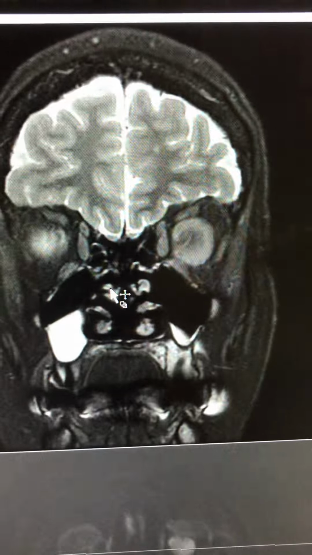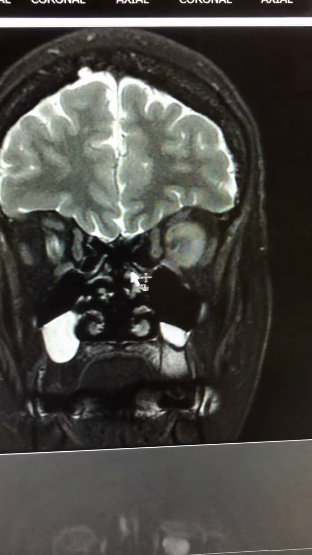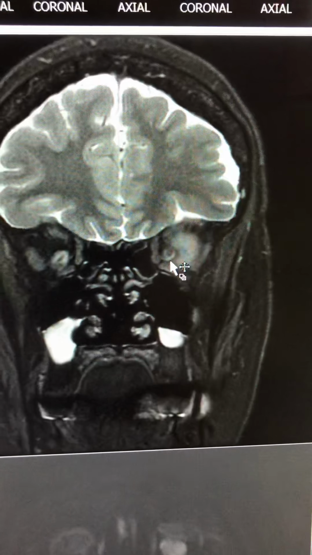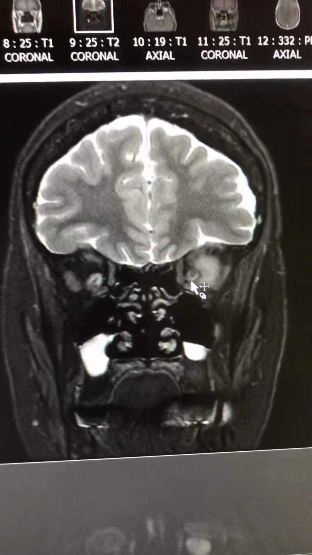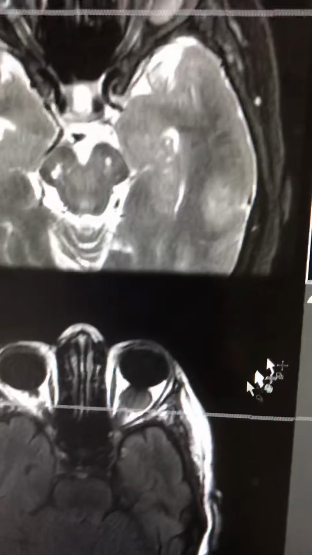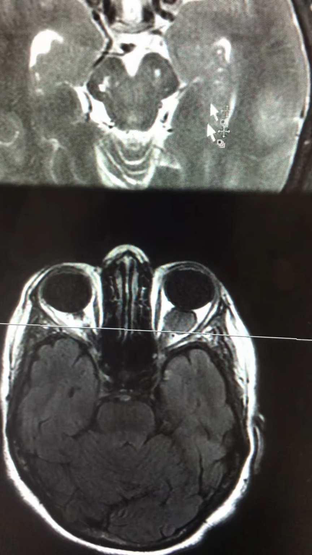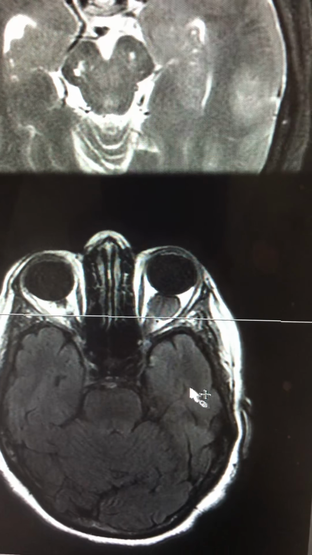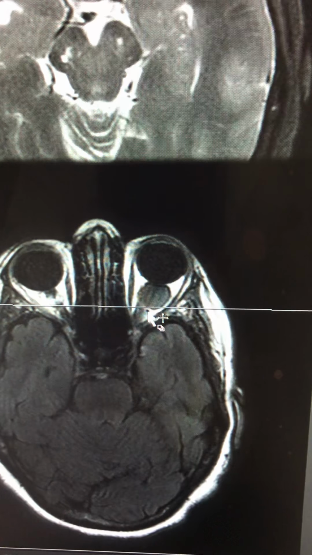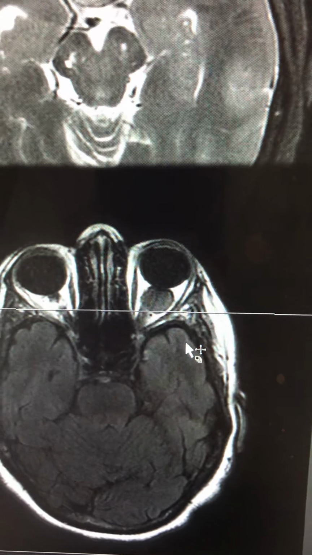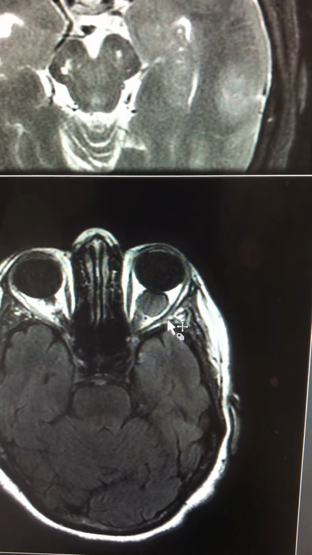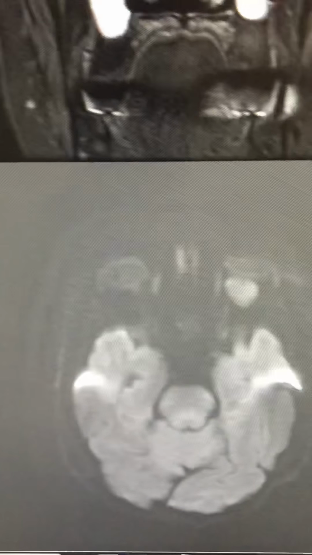On the coronal images, you can see that the optic nerve is on the side of this tumor. It has, as we mentioned, a slightly bright signal on T2, but more like iso-intense signal to brain parenchyma. This is T1. This is FLAIR image, and again it shows the iso-intense signal on it. It does not have any diffusion restriction. It is iso-intense to the parenchyma.